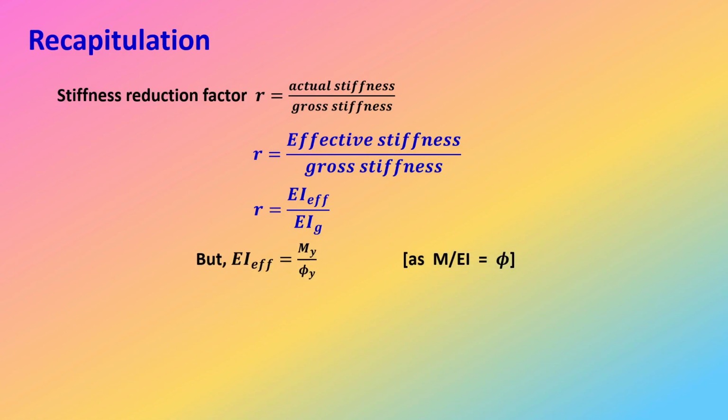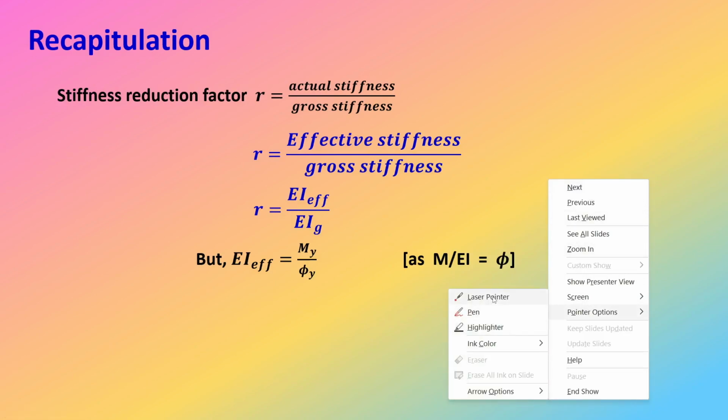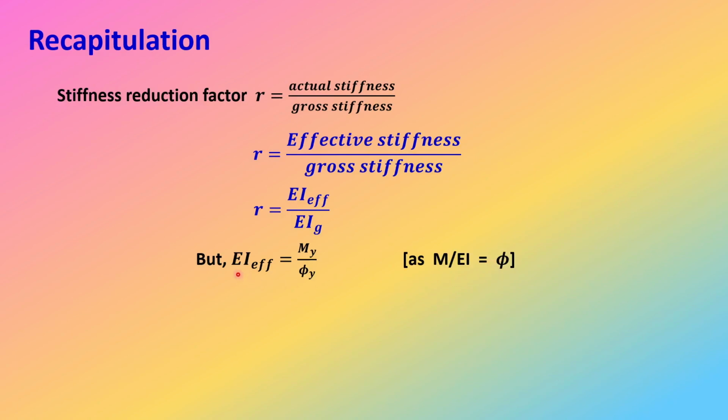But from the moment curvature relationship, M by EI equal to phi, the curvature. So from this relationship we can write EI effective equal to My by phi y. This EI effective is valid for any moment, M by phi at a particular instant. At the yield point we have considered the situation, so there EI effective equals My divided by phi y. My is the yield moment and phi y is the yield curvature of the material. So substituting this value, finally we get the stiffness modifier or stiffness reduction factor given by My divided by phi y, whole thing divided by EIg.